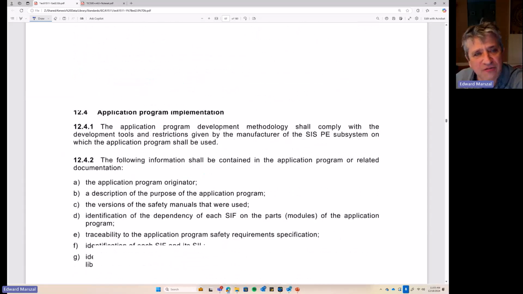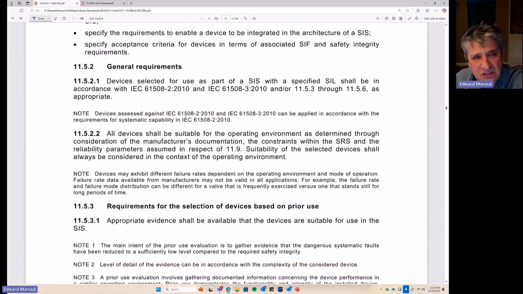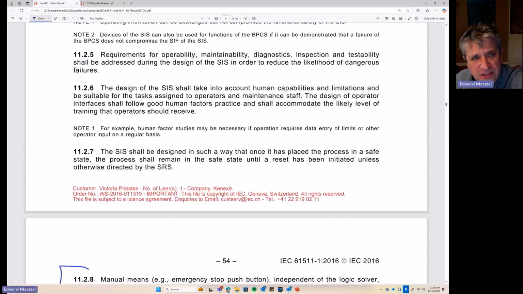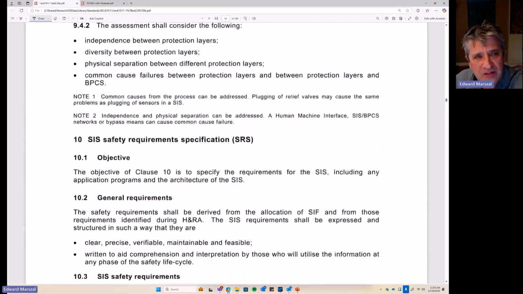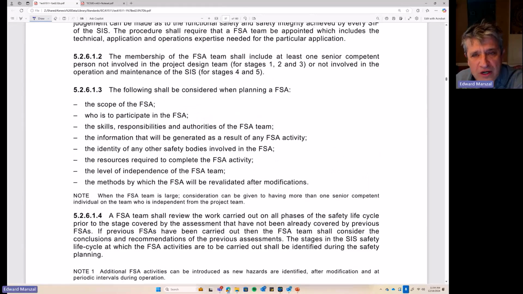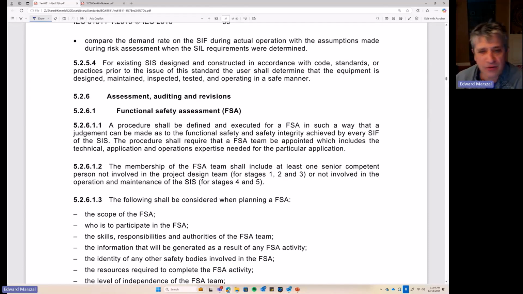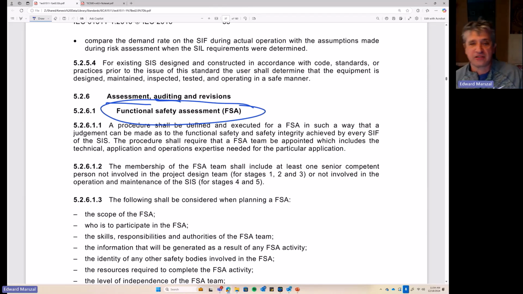We're going to go back to clause 5, because when we go back to clause 5, in addition to all the planning that we just went through, we're going to do more. Okay, so we're going to do verification. We're going to do validation. We're going to do commissioning testing. You would think that all of that would be enough. But no, we are also going to do assessments and auditing. So in addition, we're going to do functional safety assessments. What is a functional safety assessment?